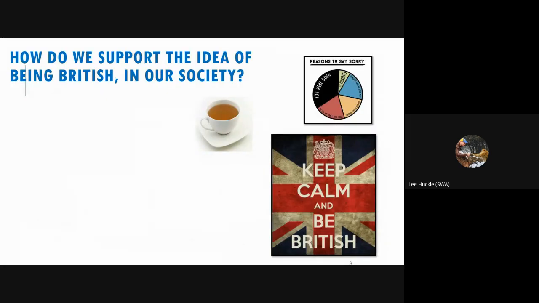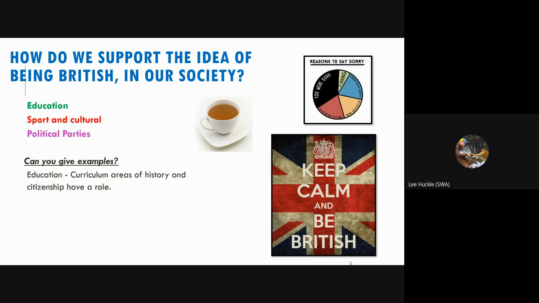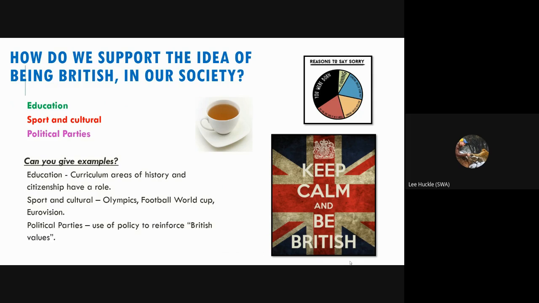So there was this question, how do we support the idea of being British in our society? So we looked at particular ways that our British identity is portrayed through education, through sport and culture, and through politics, political parties. And I asked you, can you give me some examples? So in education, particular curriculum areas of history and citizenship have a role in creating our national British identity. In sport, through the Olympics, the World Cup, Eurovision is more cultural rather than sport. And then through political parties, different political parties will have different policies to reinforce particular British values.